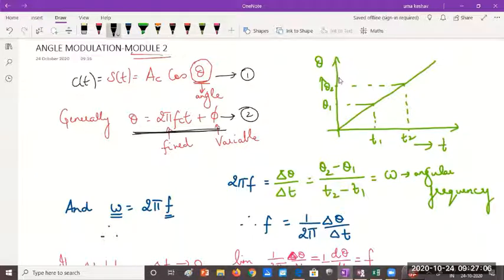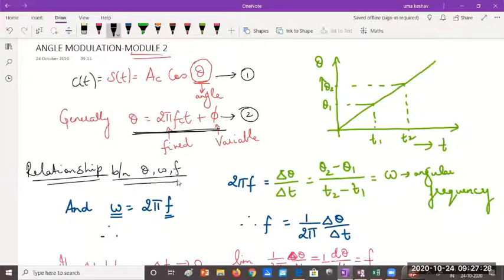And to express the relationship between theta, omega and f, we can consider theta to vary linearly with respect to time, as shown, where delta theta by delta t is (theta 2 minus theta 1) by (t2 minus t1), which is equivalent to omega, the angular frequency or angular velocity, which can also be equal to 2 pi f.